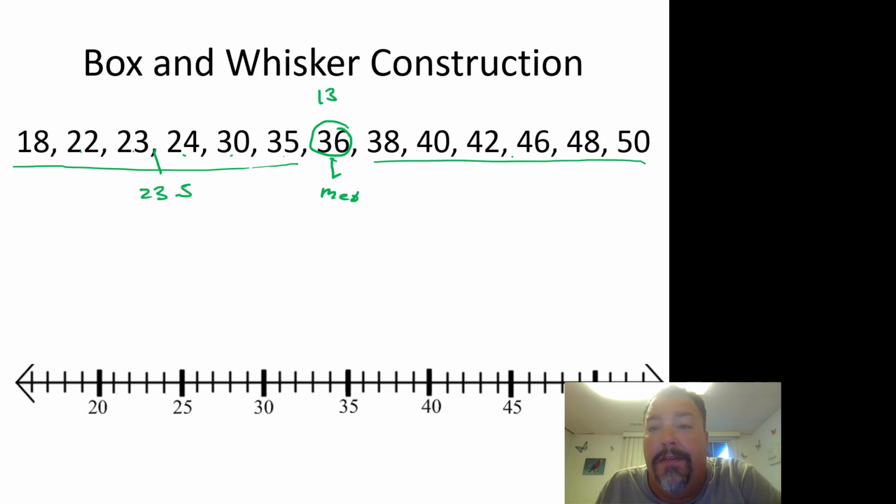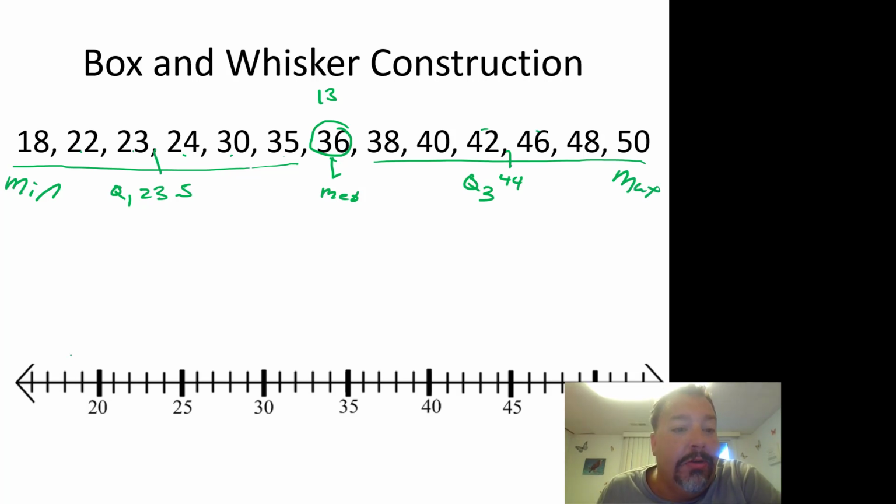All the numbers to the right, find the median there. In this case, we're going to have to add these two up and divide it by 2. So that's going to be 44. So we've got our Q1 and our Q3. We've got our min at 18 and our max at 50.